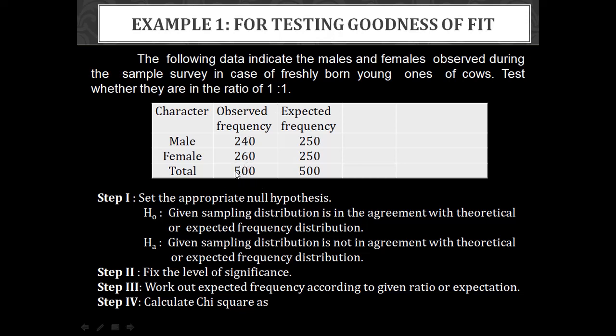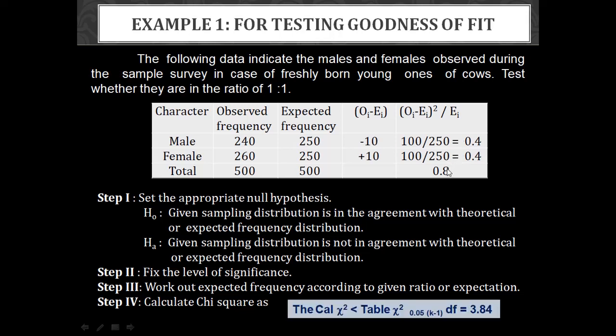That means there are 500 observations. So 50% of that is male, 50% of that is female, so the expected is 250 each. Then we work out the deviation Oi minus Ei, then we square this deviation and divide it by the expected. You can see that 10 squared is 100, divided by expected 250, so it is 0.4. Likewise here also 0.4. So the total is 0.8. And this is the chi-square value, to be compared with the value at k minus 1 degrees of freedom, that is 3.84.